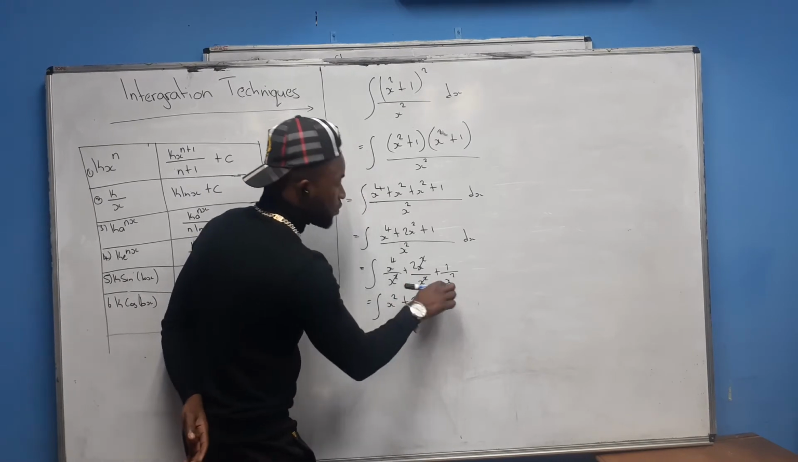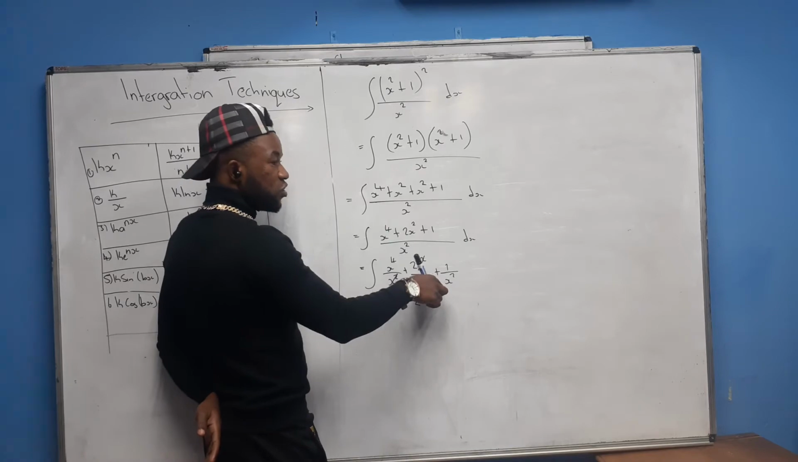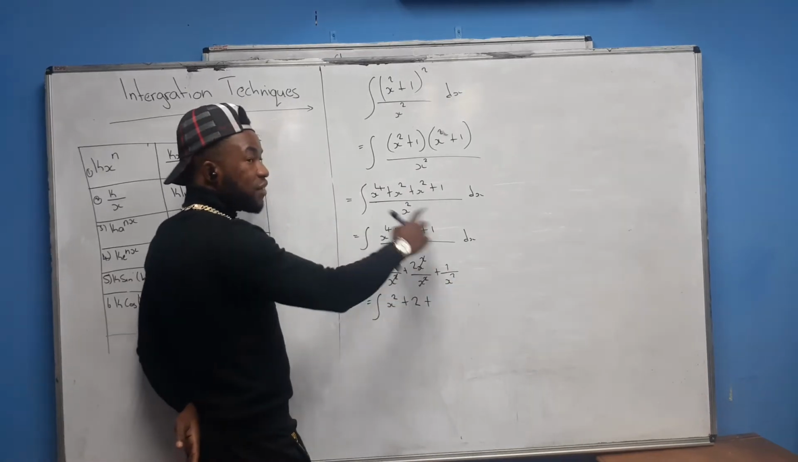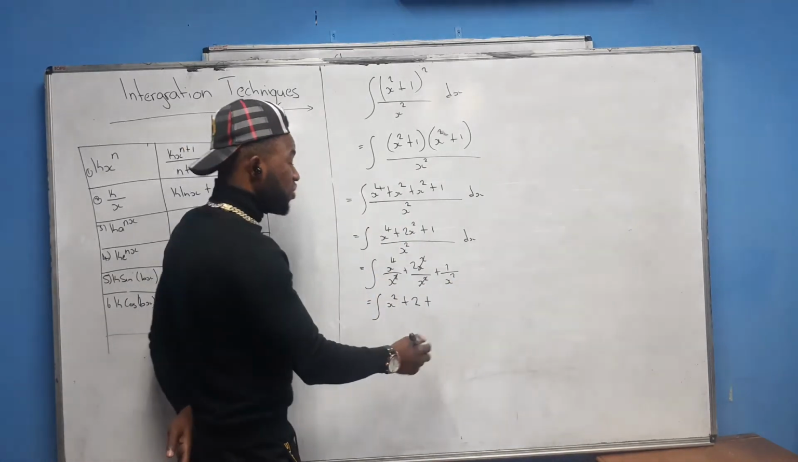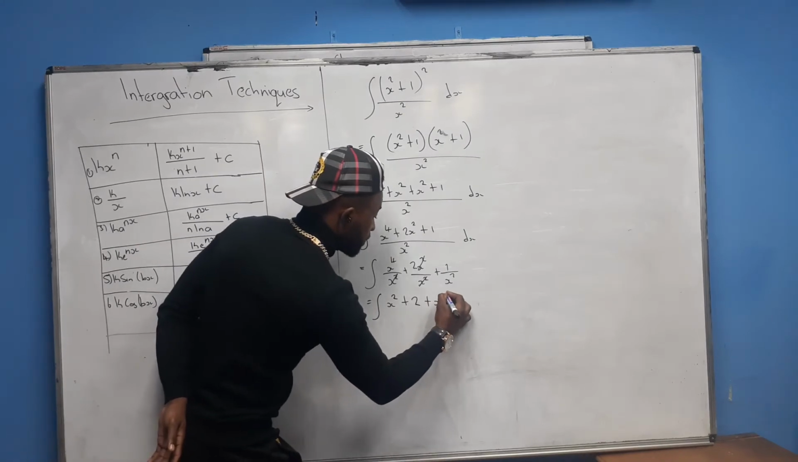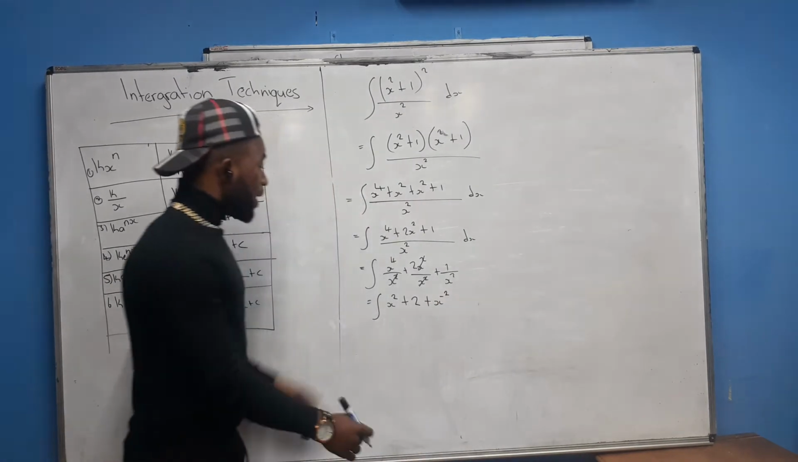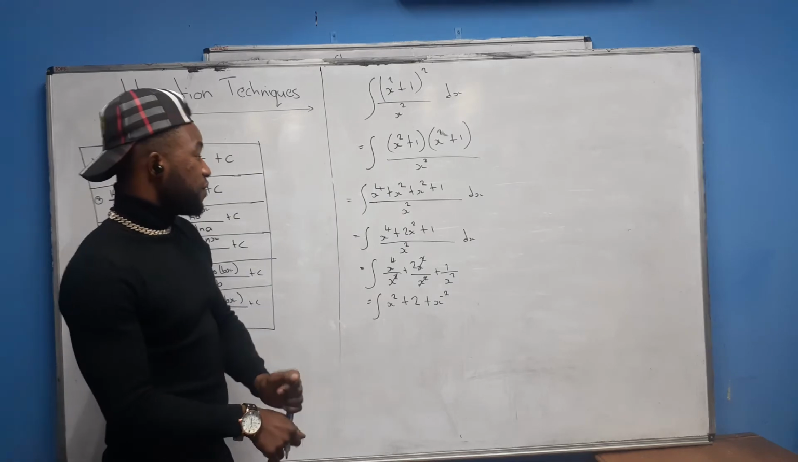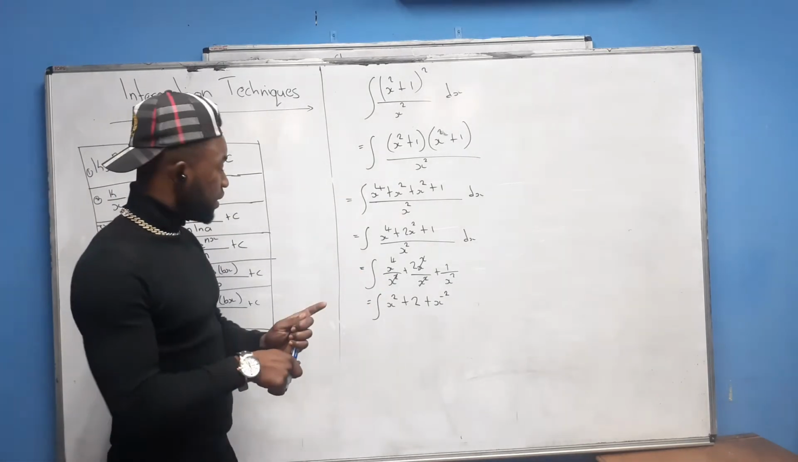Plus, and remember I said whenever you have x on the denominator, you can take it upwards, and when it comes upwards, it's going to change your sign, which is going to be x to the power negative 2. So I have simplified my fraction, so now I can just integrate.